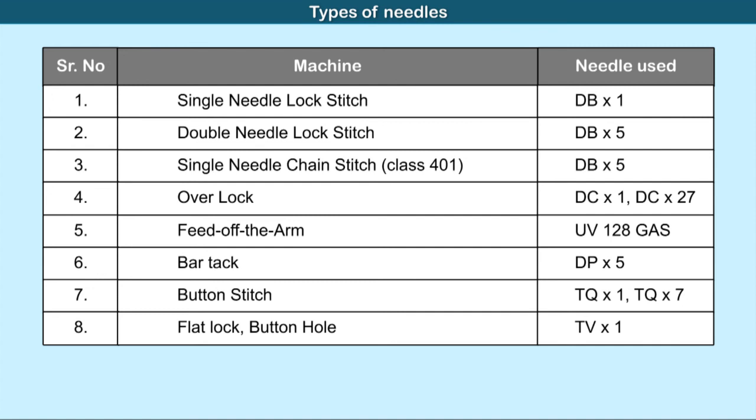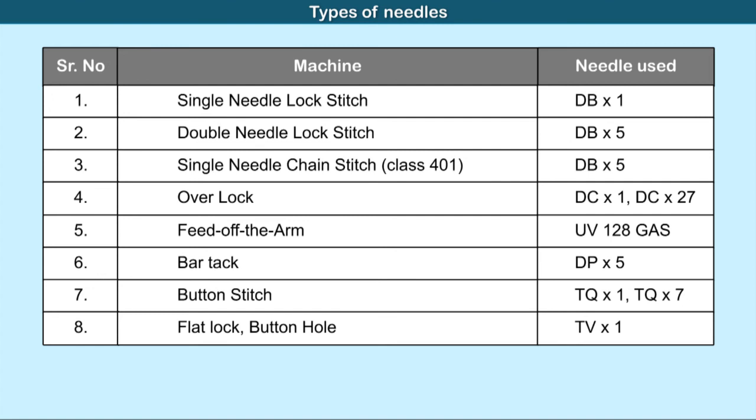Types of the needle. For use in a particular machine, the needle must conform to the machine manufacturer's specification as regards shank diameter, length from butt to eye, and total length. Some types of needles used for different machines are given below in the table.